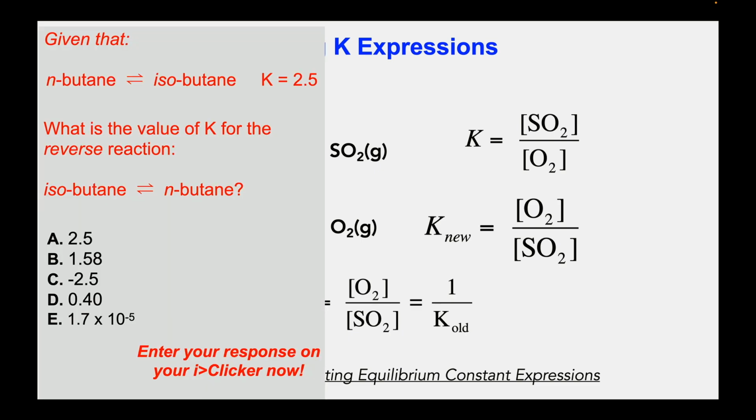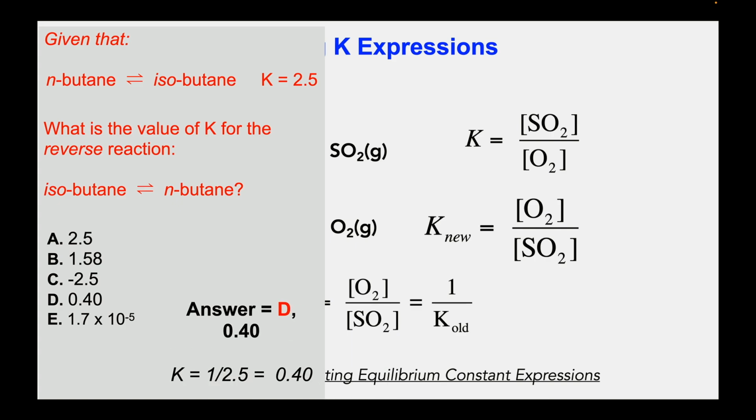Here's a reaction where N-butane is in equilibrium with isobutane. And these are organic molecules. We'll talk about them at the end of the term. But the equilibrium constant K equals 2.5. So the question, what's the value for the reverse reaction, which would be isobutane as a reactant going to N-butane? Well, to get the value of the new K, you would take the inverse of the old K. So since these reactions are literally flipped, the new K will be 1 over the old K, 1 divided by 2.5. And if you throw this in your calculator, 1 divided by 2.5 is 0.40. That's going to be the value of your new equilibrium constant.